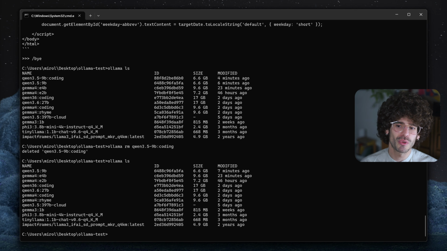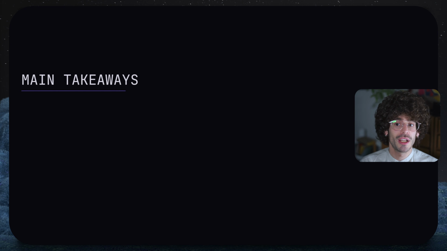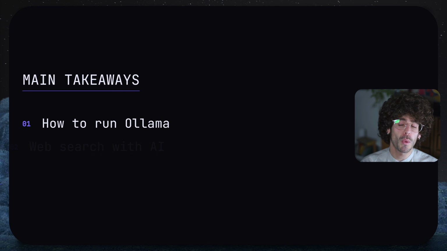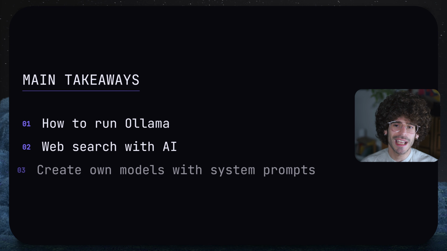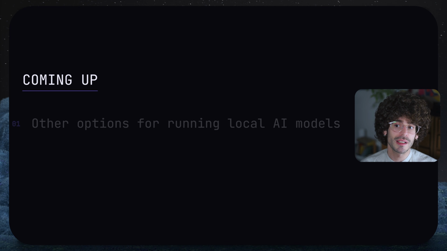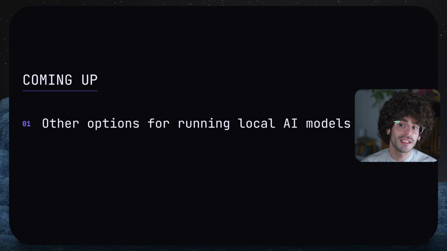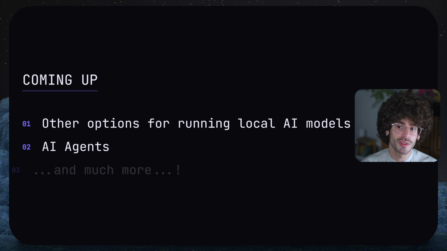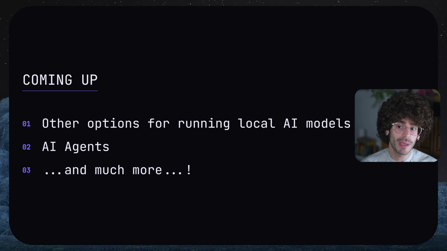With that, let's summarize what we've learned in this tutorial. You now know how to run Ollama, use things like web search with AI, run cloud models, and create your own models with system prompts. In the next tutorials, we will look at other options for running local AI models on your machine that may offer features and advantages beyond Ollama. Importantly, we will also cover AI agents soon, which can have a tremendous impact on your workflows.